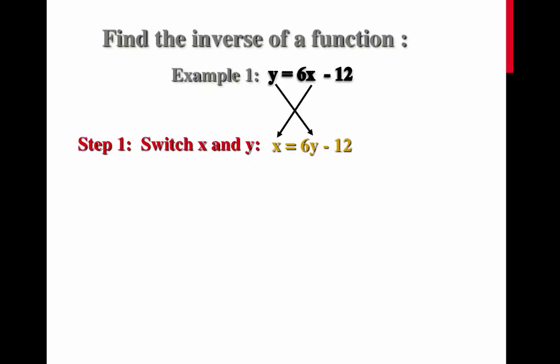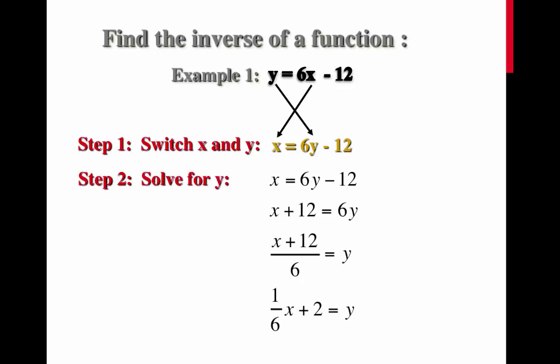Once you've done that, the next step is just to get y by itself again. So you're going to solve for y to get it on its own, and I've done that here in these steps. We had our original equation, I added 12 to the other side, and then to get y by itself, the last step is to divide by 6. If you want to leave it like this, that's fine. But it looks a little bit more familiar when we write 1/6 x plus 2 equals y. So this function at the bottom is the inverse of my original function.